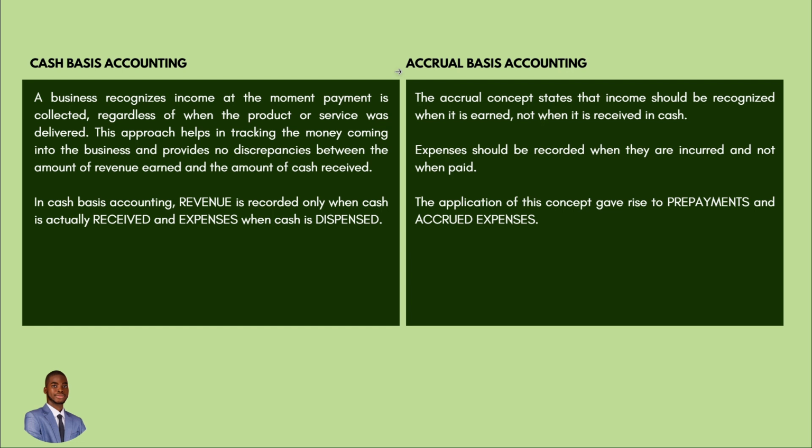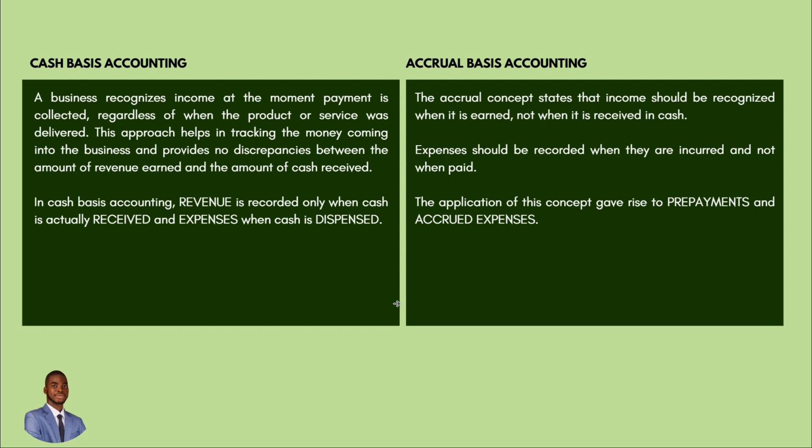Your accrual basis is saying, no. The moment revenue is earned, that's when you recognize it, regardless of whether cash is being collected or not at the moment. You can collect cash in the future, which leads to owings, accruals, and prepayments and stuff like that. For expenses also, it says when the expense is incurred, and not when actual cash is being dispensed. So the application of accrual basis leads to what we call prepayments and accruals.